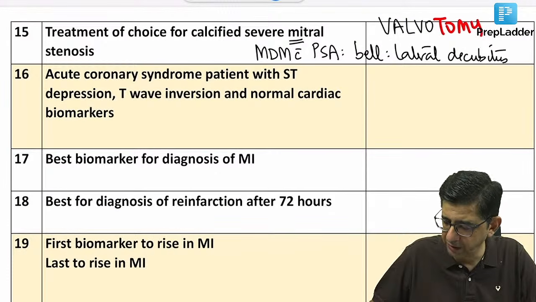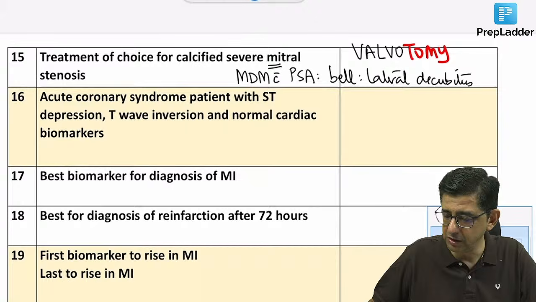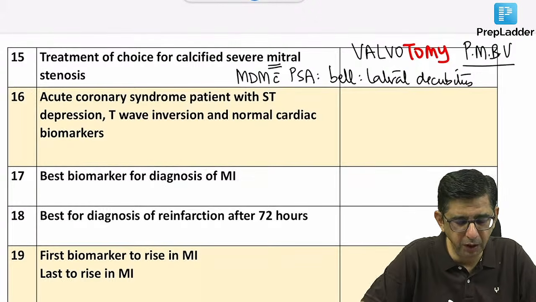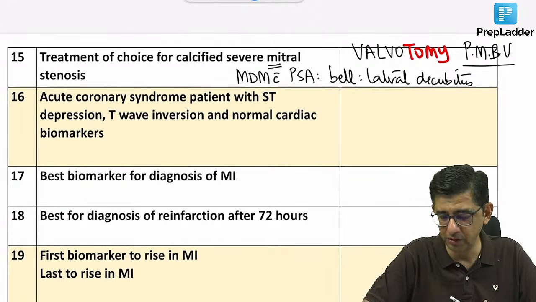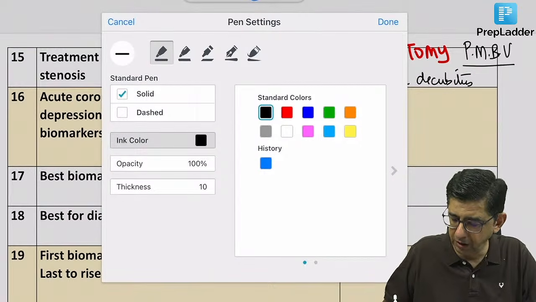The word that I've highlighted in the routine lectures also for severe calcified mitral stenosis is a percutaneous mitral balloon valvotomy. That would be PMBV. It is PMBV, guys. It is not valvuloplasty. It is valvotomy for mitral stenosis. And when will you answer valvuloplasty? Then I'll use a separate color and mark it here.